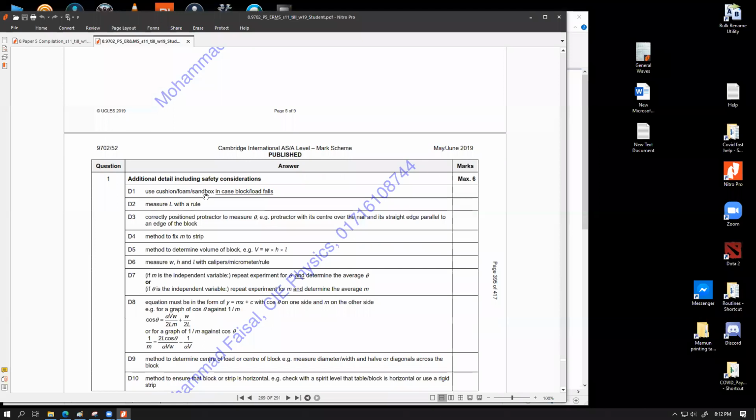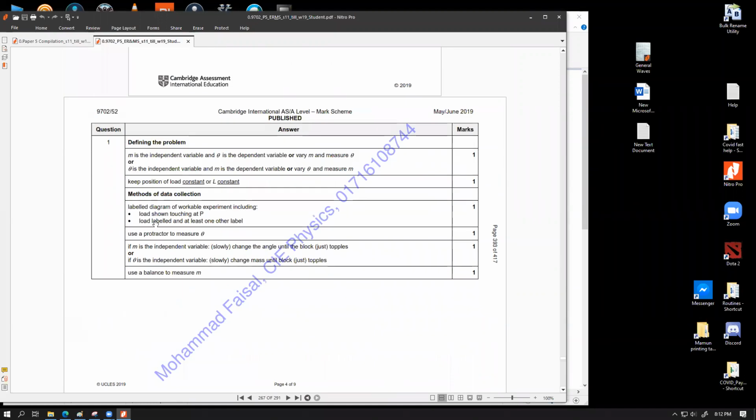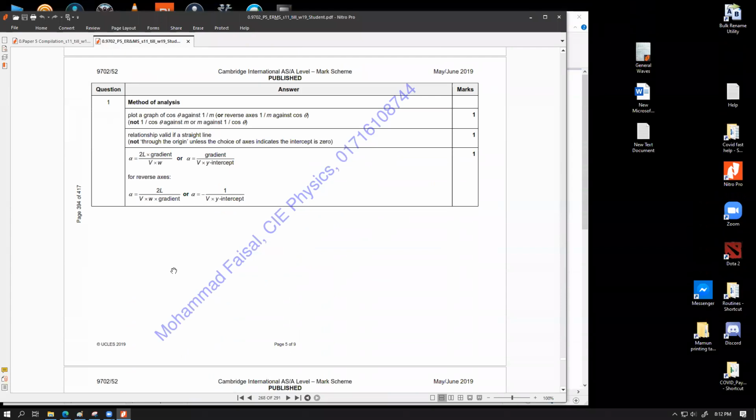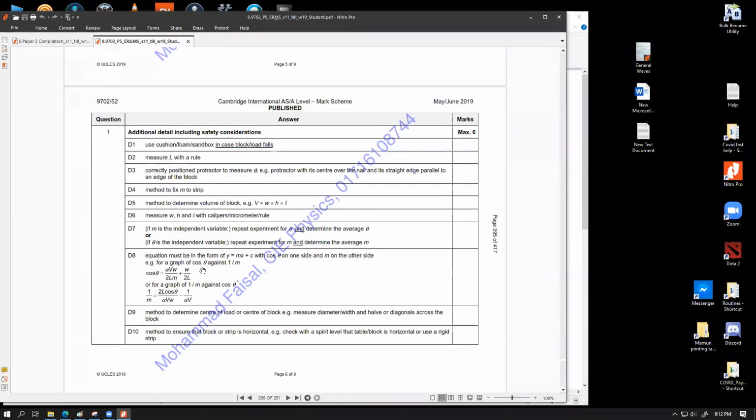We use cushion or foam or sandbox in case the block or load falls. Measure L with a ruler. Okay. Why is this not a way of the method of data collection? Measuring the L is not a way of data collection. Okay, yeah, because L is not supposed to be your variable. Your variable is M and theta. So that's why they didn't mention the measuring of L in the method of data collection. Yeah, obviously it comes in the additional detail.